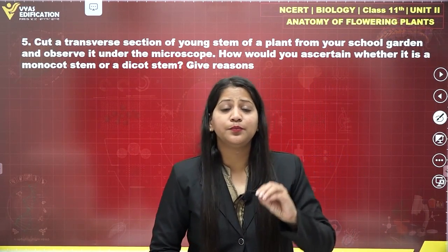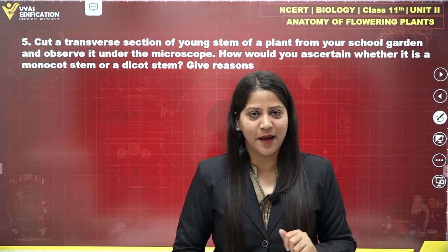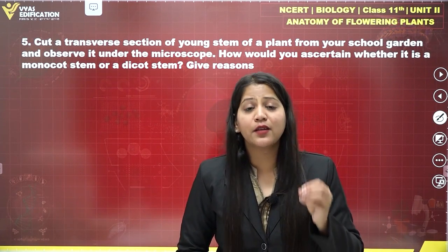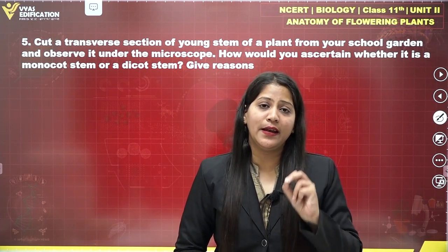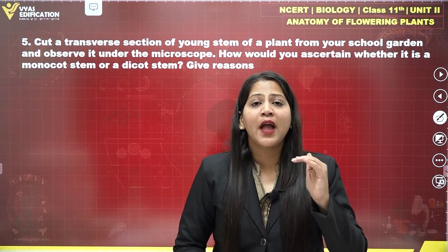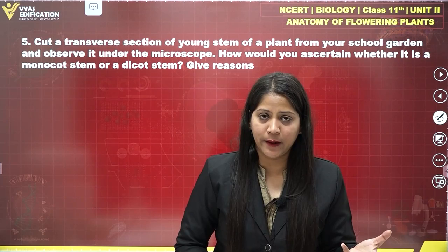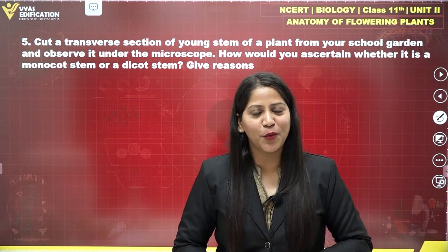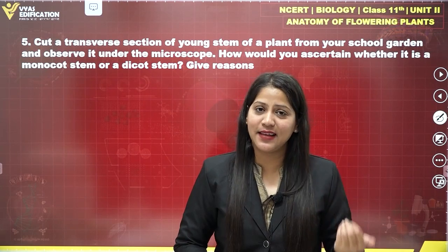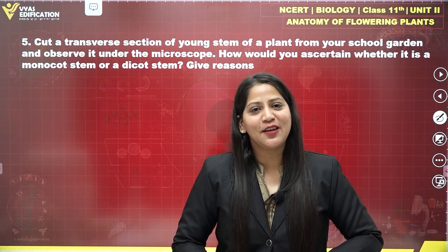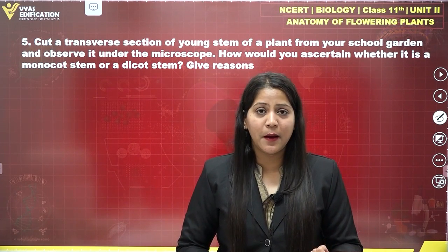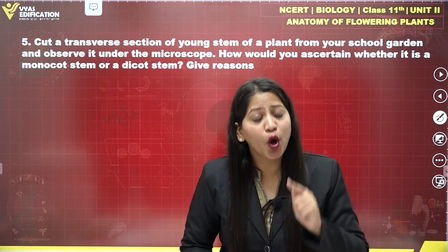Now, if we talk about the characteristics of monocot stem, they are as follows. There is an extra layer known as hypodermis, which you will find in monocot stem only. This hypodermis layer is made up of sclerenchyma cells. The vascular bundles in monocot stems are conjoint and closed. That means no secondary growth is present in monocot stems.